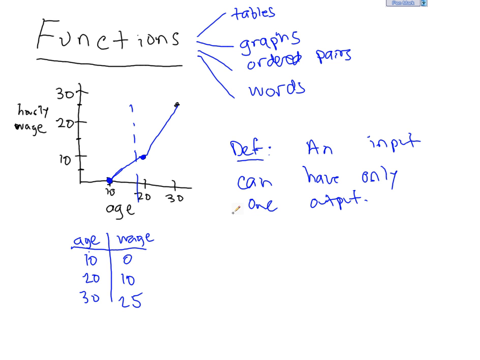Now keep in mind that a function is scenario specific. So in this scenario, we do have a function. Now you might say that not every 20-year-old makes $10, and that's fine, but the data that we have collected does represent a function because each of these ages corresponds with only one wage. In other words, you couldn't link a person who's 20 years old to both a wage of 0 and a wage of 10. And so that's the tabular way we could represent it.